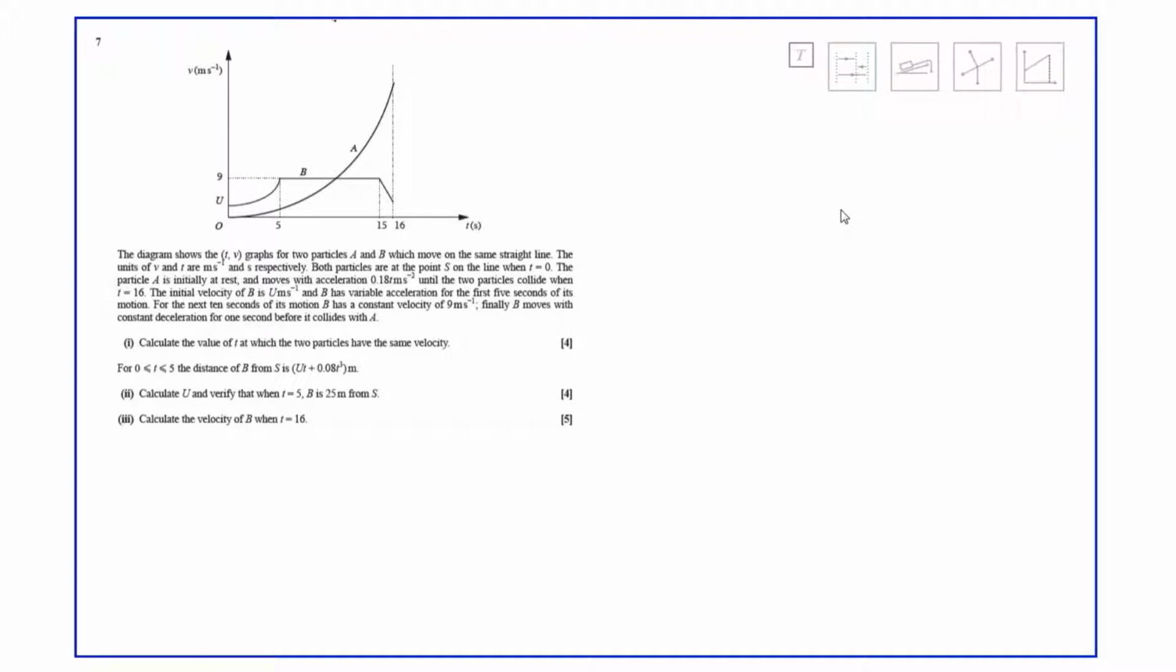Question 7 is two velocity functions for two particles. Part 1, calculate the value of t at which the two particles have the same velocity. Well, this is a velocity time graph, so we just want to know where the two curves are intersecting, and that's like asking where the velocity function of A gives a value of 9, which is the velocity of B at that point.